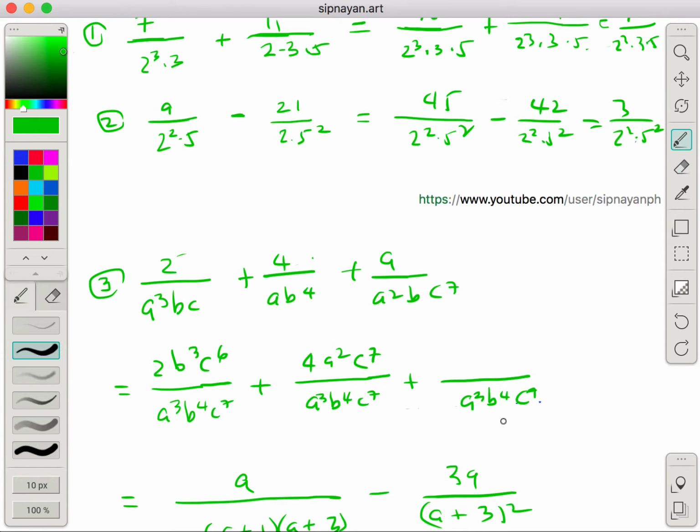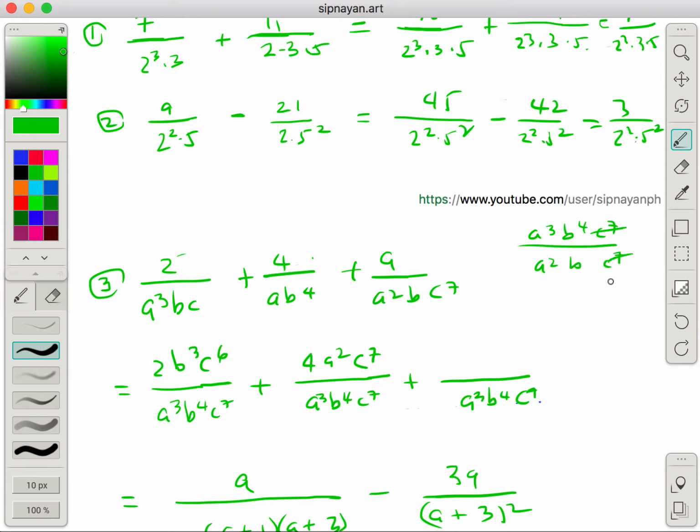So, we have our last expression. We have a cubed c to the fourth, b to the fourth, c to the seventh divided by a squared, bc to the seventh.